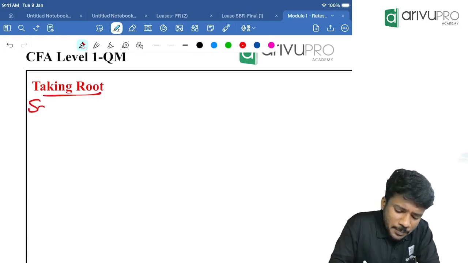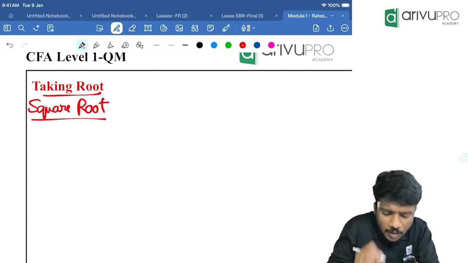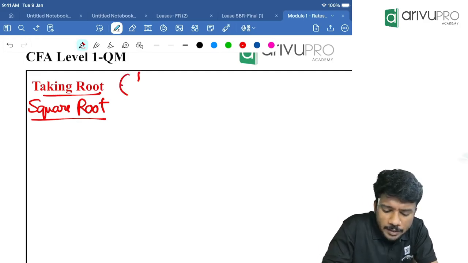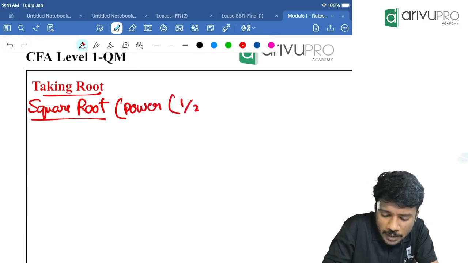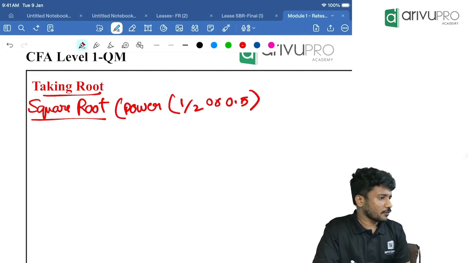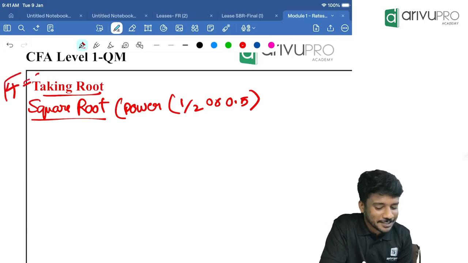So, let it be square root. What do you mean by square root? The power will be what? 1 divided by 2, or 0.5. So, what is the square root of 4? We know that it is 2.